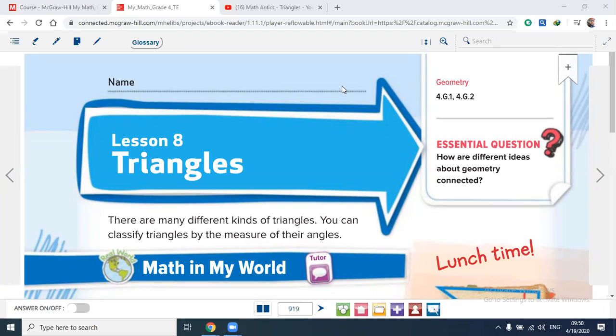Okay, according to our plan for this week, week number 14, our lesson today is lesson number 8, triangles. Okay, are you ready, guys? Open your book at page 919.